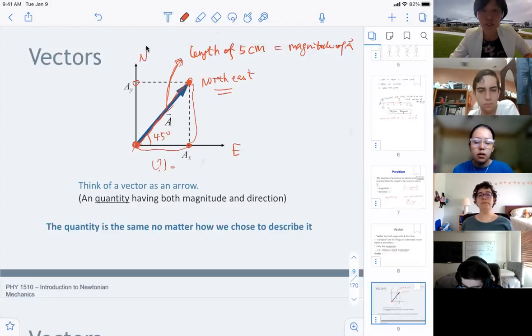Yeah, so I have a question. Scalar only has magnitude? The answer is yes, scalar only has magnitude.